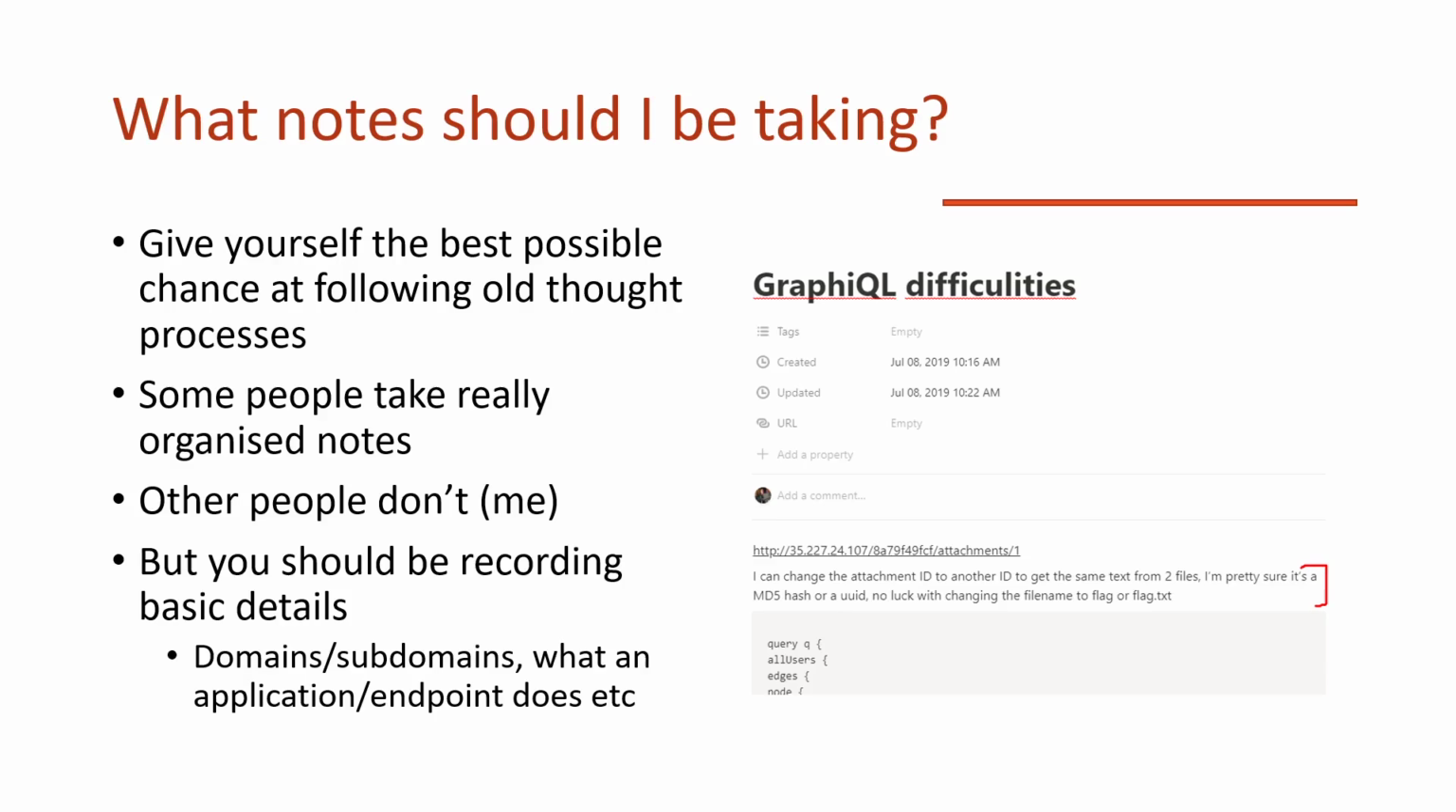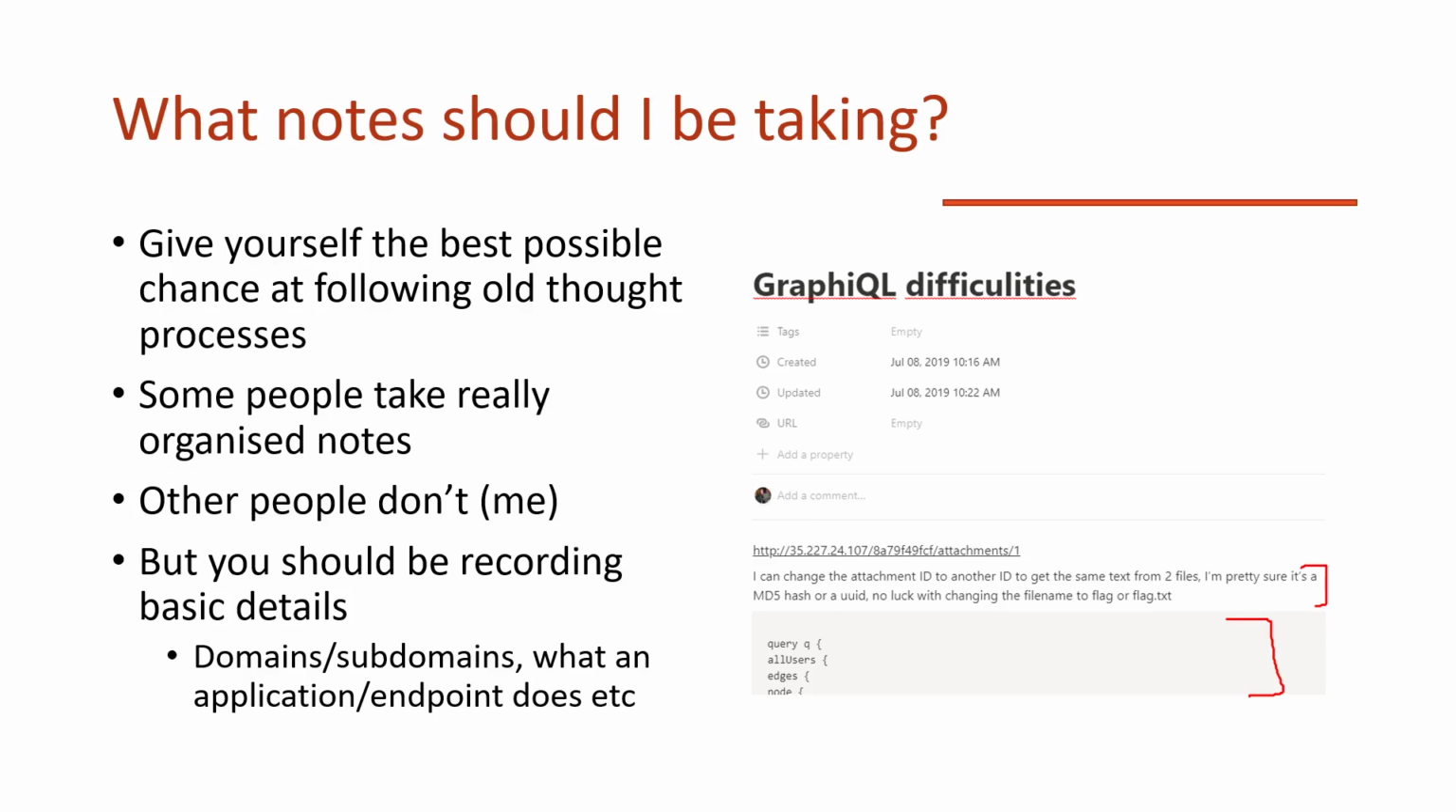And here I'm recording what I'm thinking. So here I'm talking, I can change the attachment ID to another ID and get the same text from two files. I'm pretty sure it's an MD5 hash or a UUID. No luck changing the file name or flag. And here I've also got some code. This was the query I was running.